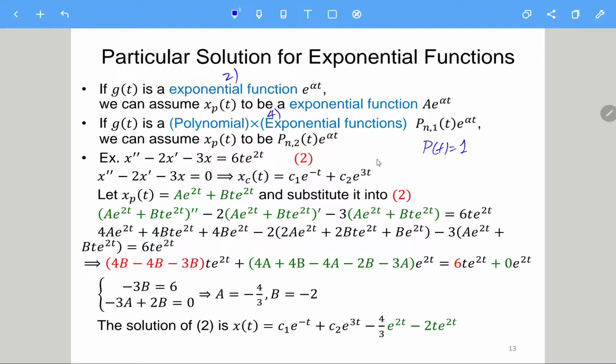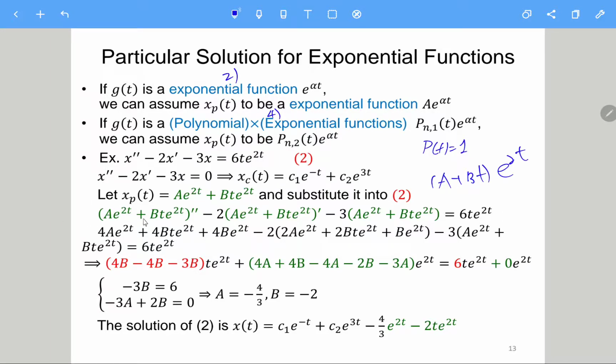And then this is a first order polynomial, so we have a plus bt, multiplied by exponential to 2t. This is the particular solution, and now we need to determine a and b. So we plug xp into equation 2. We have this term, and this term double prime, and the original function equals this one. So it's just plugging into equation 2.